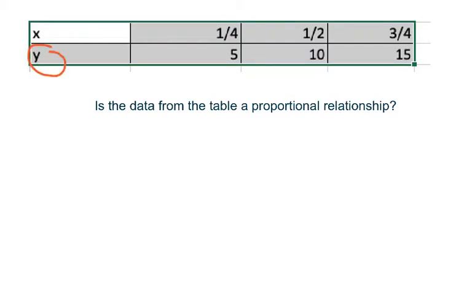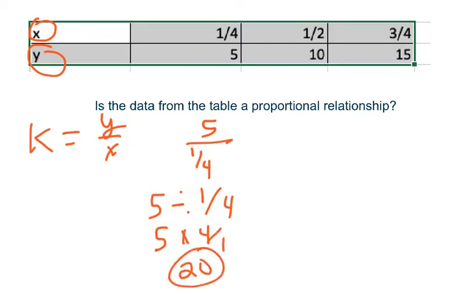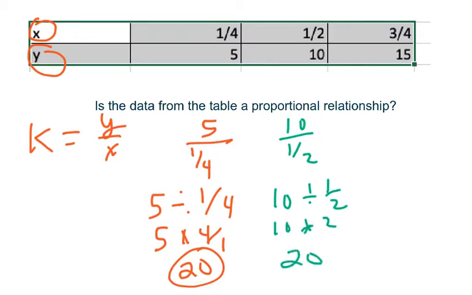Once again, you have y and x values, and so we want to find the k of y over x to see if it's proportional. So that's going to give us 5 over 1/4. And so that gives us 5 divided by 1/4, which then gives us 5 times 4, which gives us 20, because that's 4 over 1, which is just 4. Next up, we're going to have 10 over 1/2. That gives us 10 divided by 1/2, which then gives keep, change, flip, which gives you 10 times 2, which is also 20. So far it's proportional, but you always have to do the last one to make sure it's the same as well.